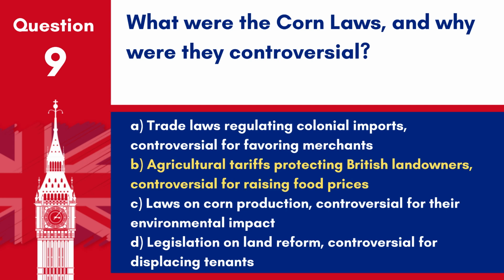Answer: B. Agricultural tariffs protecting British landowners, controversial for raising food prices. The Corn Laws were imposed in 1815 to protect British landowners by imposing high tariffs on imported grain, leading to higher food prices and widespread discontent among the general population.